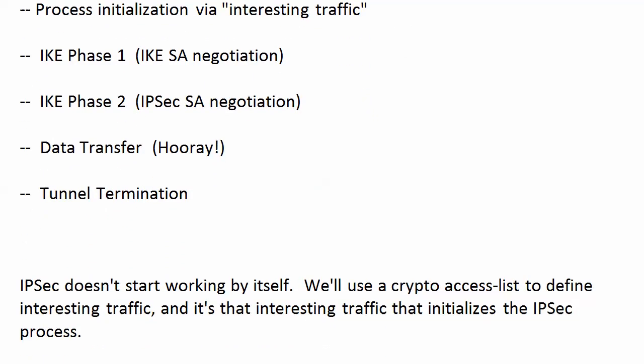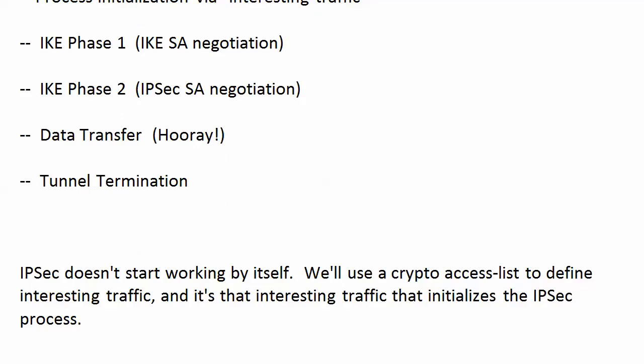That's tunnel termination. Now, IPSec is not going to just start working by itself, and when you configure IPSec, it's not just going to start protecting every packet via IPSec. And we don't really want that. That's a lot of overhead. We're going to pick and choose what traffic we want to be protected this way. And we're going to use a crypto access list.